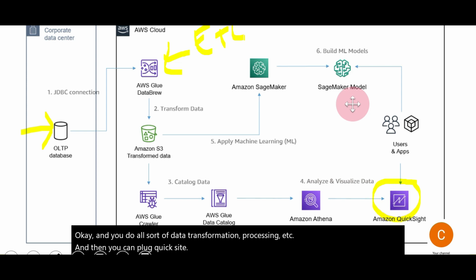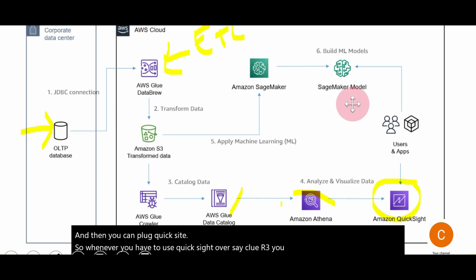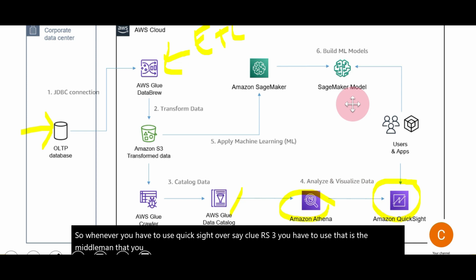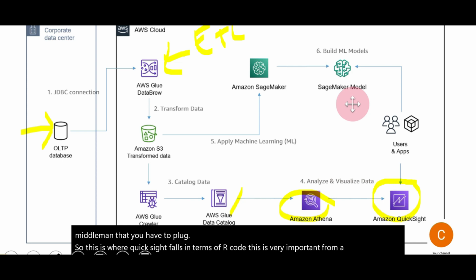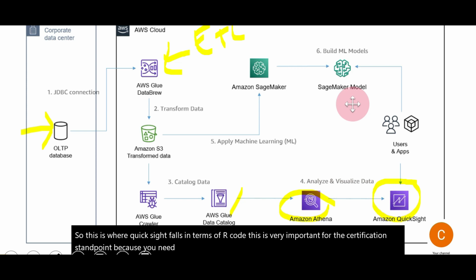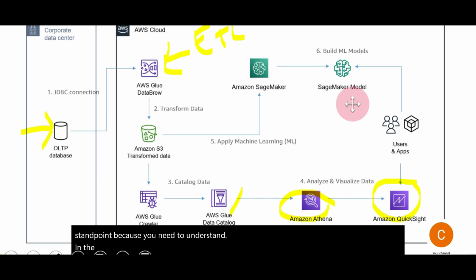So whenever you have to use QuickSight over, say, Glue or S3, you have to use Athena. That is the middleman that you have to plug in. So this is where QuickSight falls in terms of architecture. This is very important from a certification standpoint because you need to understand in the overall flow at which position QuickSight is. This is where QuickSight resides. Okay.